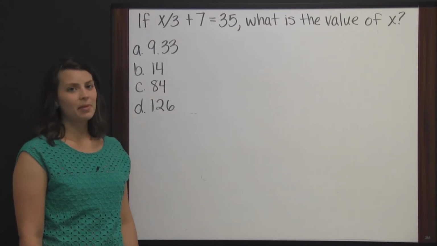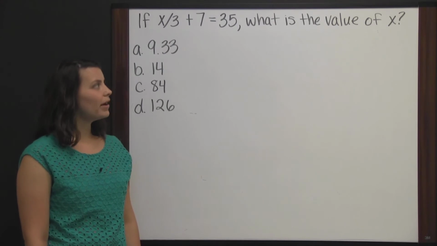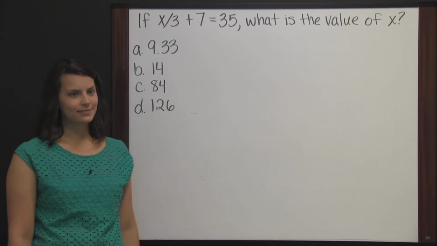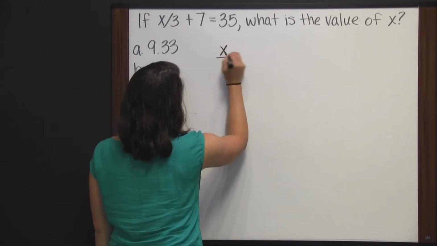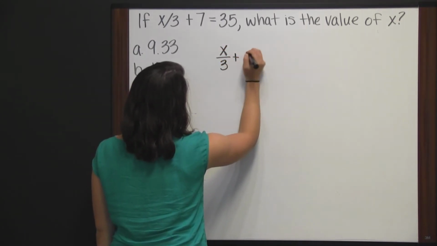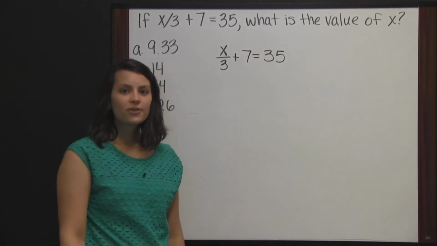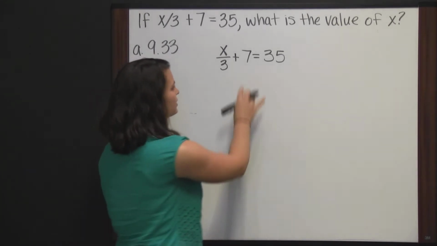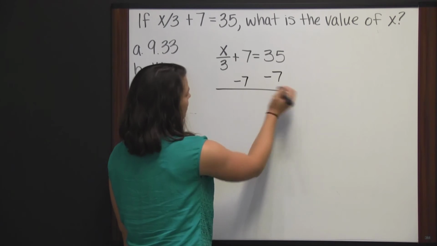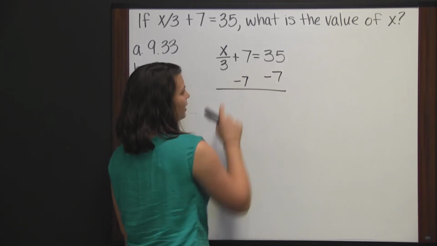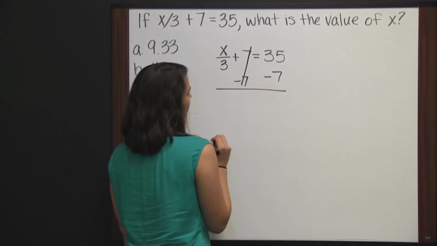If x divided by 3 plus 7 equals 35, what is the value of x? I'm going to start by writing this problem. X divided by 3 plus 7 equals 35. The first thing we want to do is subtract 7 from both sides, because a positive 7 and a negative 7 are additive inverses of each other and they cancel.